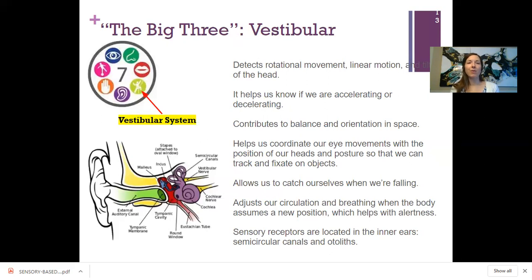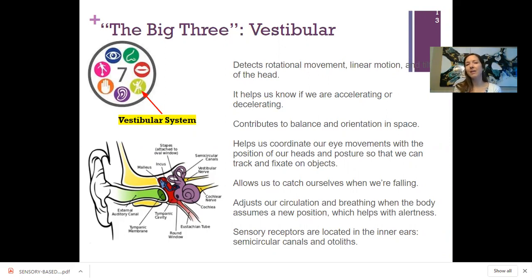Okay, so the last of the big three is the vestibular system. Basically, the receptors are in our inner ears, and you have these little things called the semicircular canals, and then you also have the otoliths. The semicircular canals detect your rotational head movement, and the otoliths detect your linear head movement. So basically, it's the system that helps us know: are we moving? Are we still? Are we spinning? Are we upside down? Are we accelerating? Are we decelerating? So it really helps us with our balance and our orientation in space.